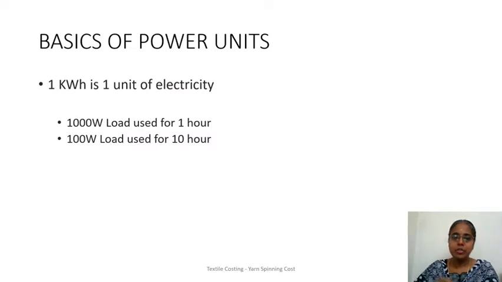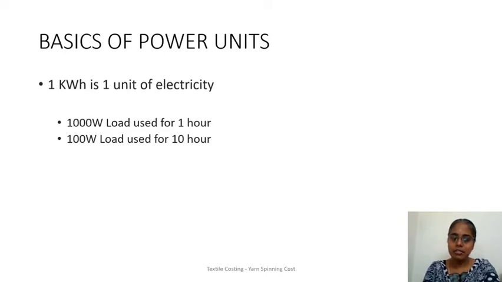Before going into the power cost calculations, we need to understand what power is. We already told UKG, units consumed per kg of yarn. So we should know what a unit is. 1 unit of electricity means 1 kilowatt hour. That is, if equipment or a machine of 1000 watts load is used for 1 hour, then it consumes 1 unit of electricity.